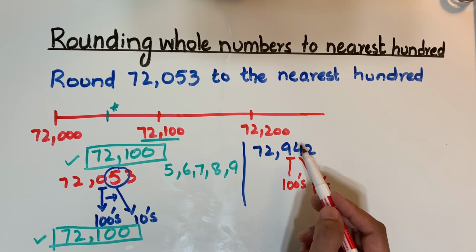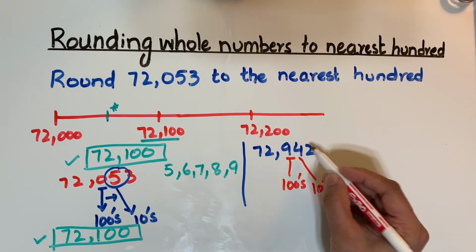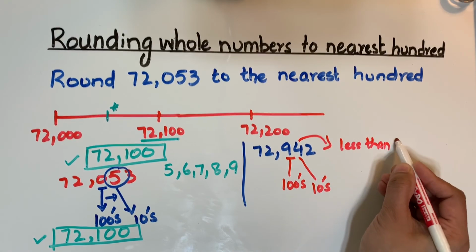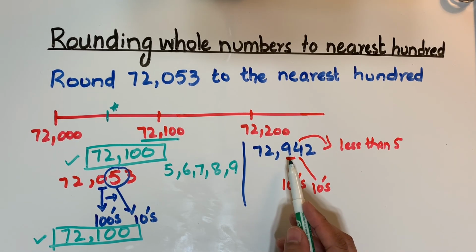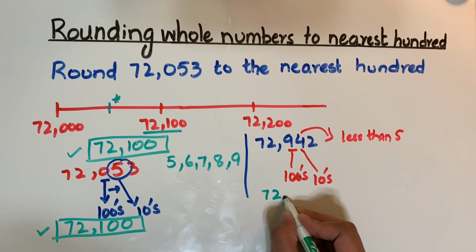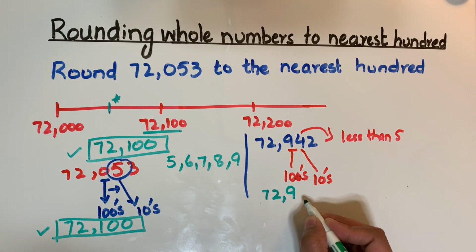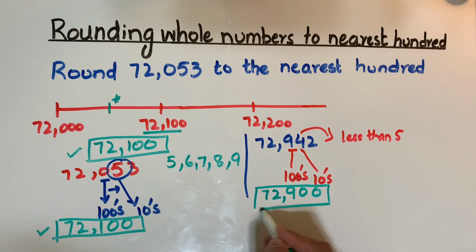So if this digit is less than 5, we have to round down. But round down doesn't mean we'll decrease this number. Round down means we'll keep the same number. So the answer will be 72,900. We're not going to change this digit. This will be 9, so 72,900, and the rest of the digits will be 0. So this is the answer to this question.